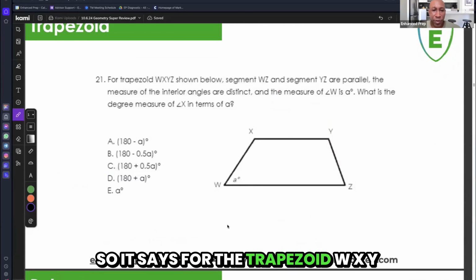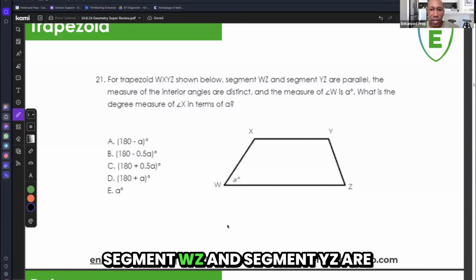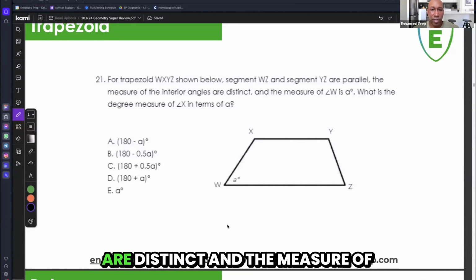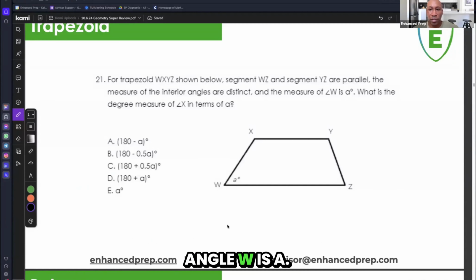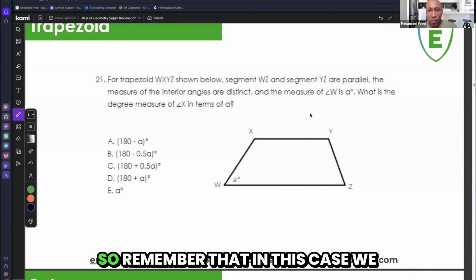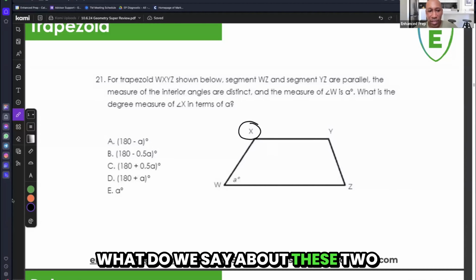So it says for the trapezoid WXYZ shown below, segment WZ and segment YZ are parallel. The measures of the interior angles are distinct, and the measure of angle W is A. What is the measure of angle Z in terms of A? So remember that in this case, we said that this is A, and then we're trying to figure out the measure of angle Z.